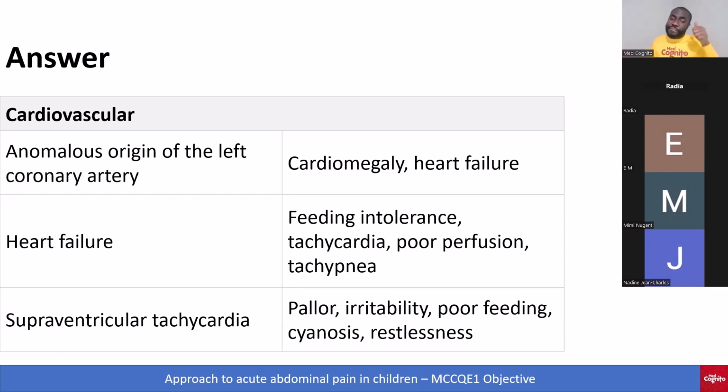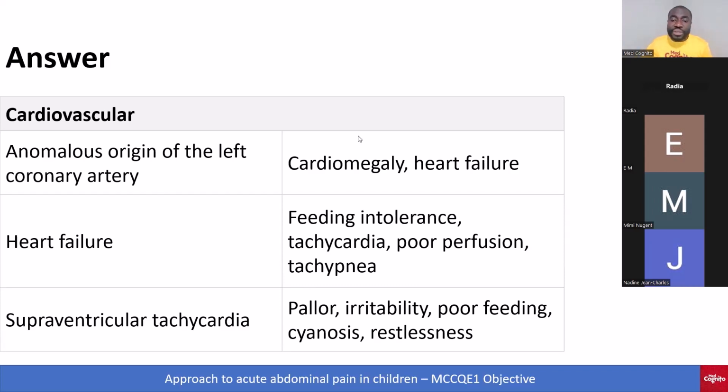How will a child with heart failure present? They'll have feeding intolerance, so they can't feed for a long time. They get easily tired. That's how you will be told. They are tachycardic, their heart is racing. They have poor perfusion of the extremities, which presents as cold extremities. So a child with cold extremities and tachycardia should at least lead you to think about heart failure. Tachypnea, increased work of breathing.